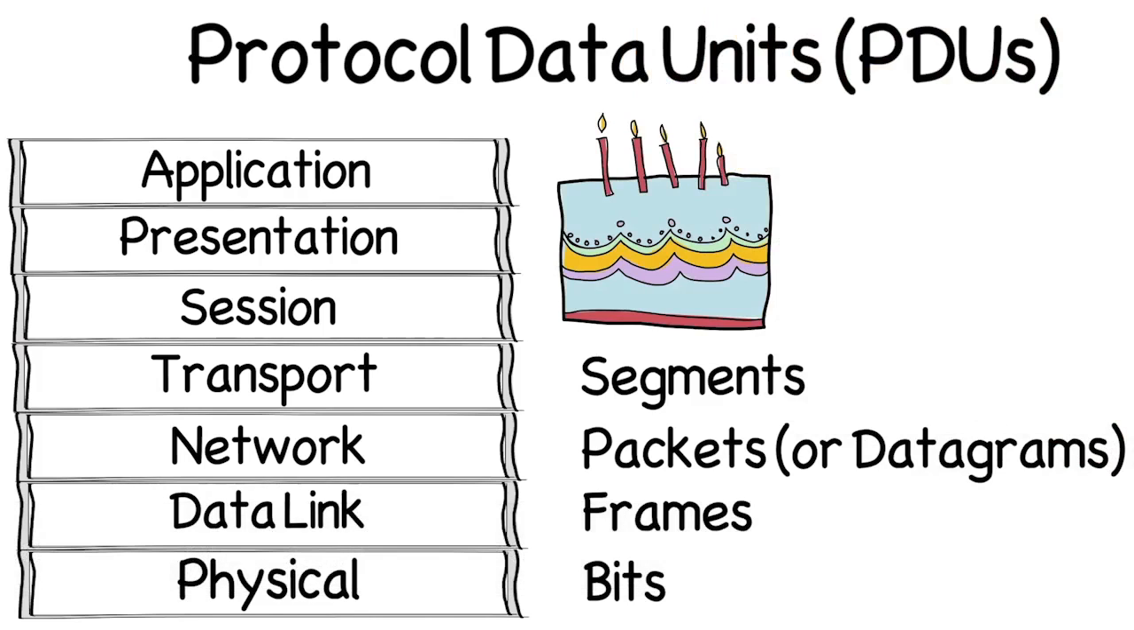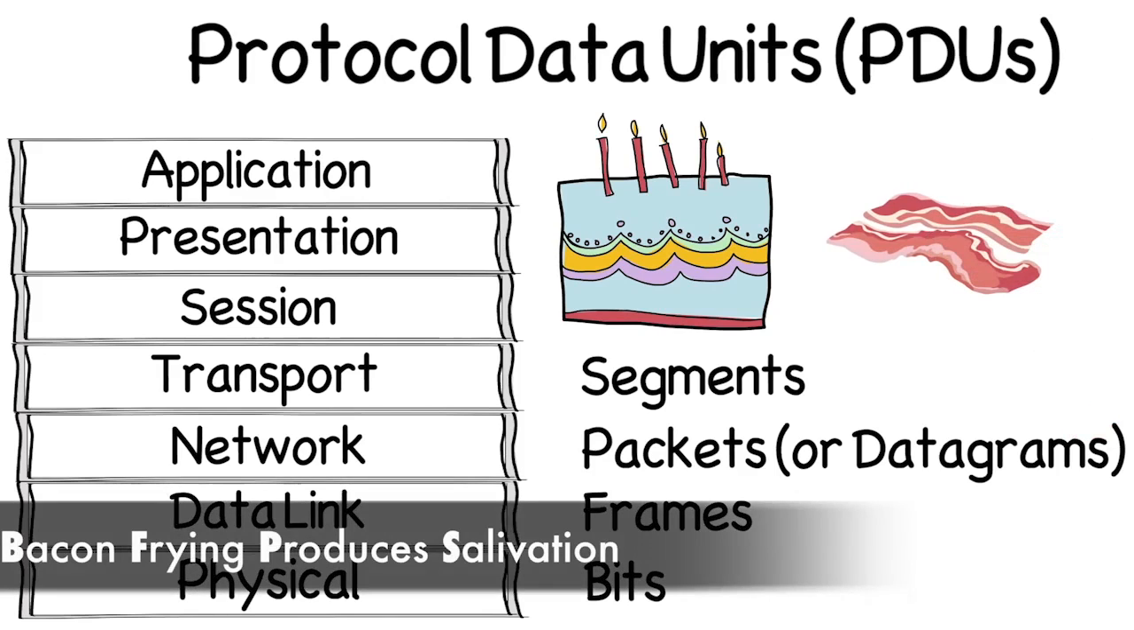Some People Fear Birthdays. If you want to start from the bottom up, starting at the physical layer and going up through the transport layer, you can think of bacon. You can remember the acrostic of Bacon Frying Produces Salivation. That's a couple of memory aids for you for these super important to know protocol data unit names.